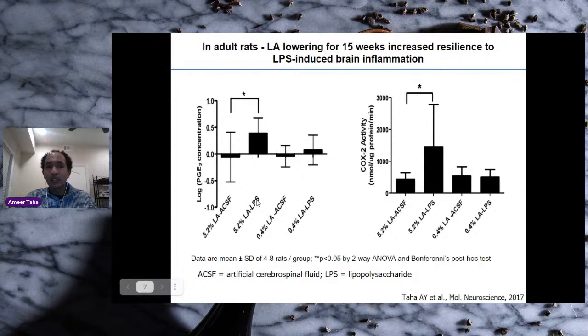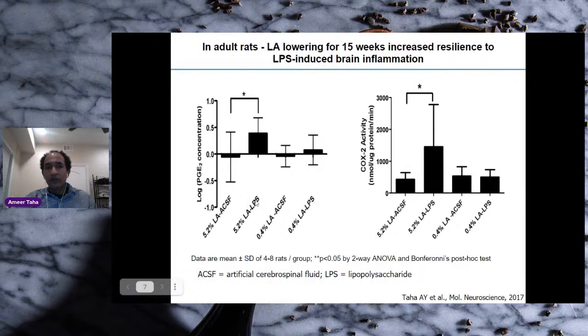or lipopolysaccharide. This is bacterial lipopolysaccharide. It's a toxin, and we injected it directly into the brain. This is the stuff that's produced when you're sick, and it's one of the reasons why people feel sick after a cold or a similar infection.